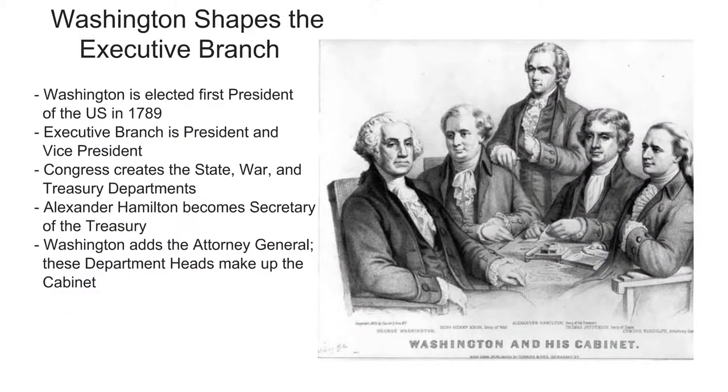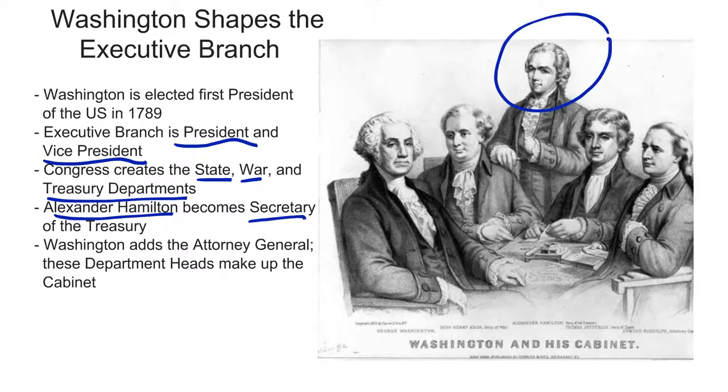Washington shapes the executive branch. Washington is elected first president of the United States in 1789. The executive branch is made up of the president and the vice president. Congress creates the State Department, the War Department, and the Treasury Department. Alexander Hamilton becomes the Secretary of the Treasury, and he is pictured here.